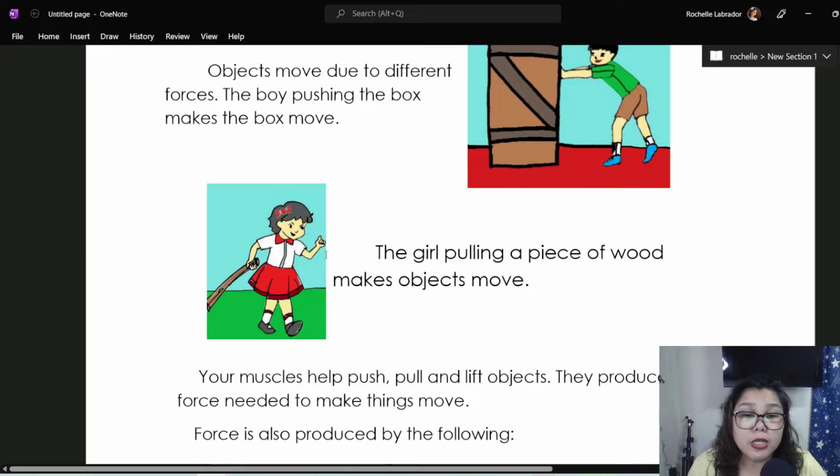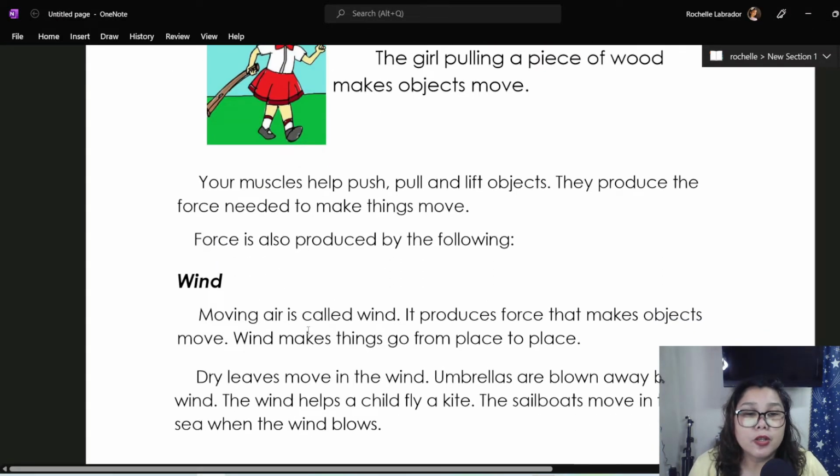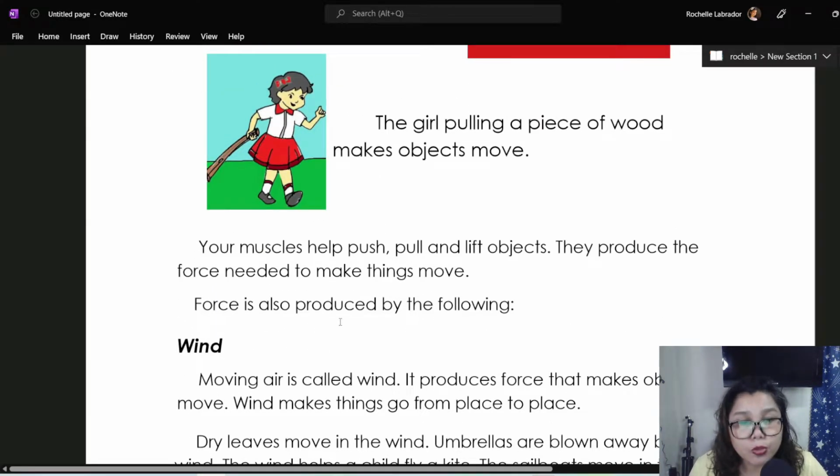Next, the girl pulling a piece of wood makes objects move. So when you say pull, you are getting a certain object near to you or towards you. So it is coming closer to you. So therefore, push and pull are opposites. So your muscles help push and pull and lift objects. They produce the force needed to make things move. So because of human movement, it can cause movement of objects.